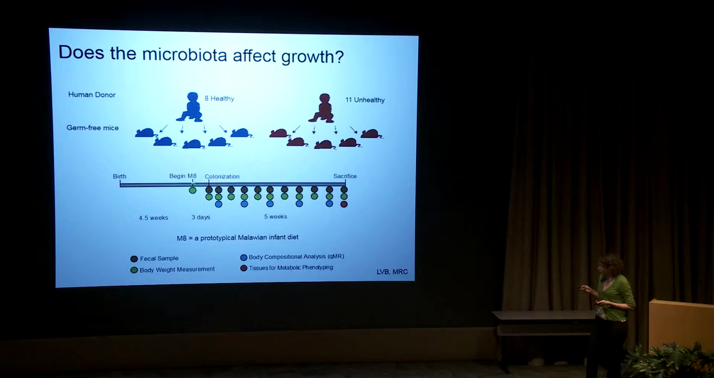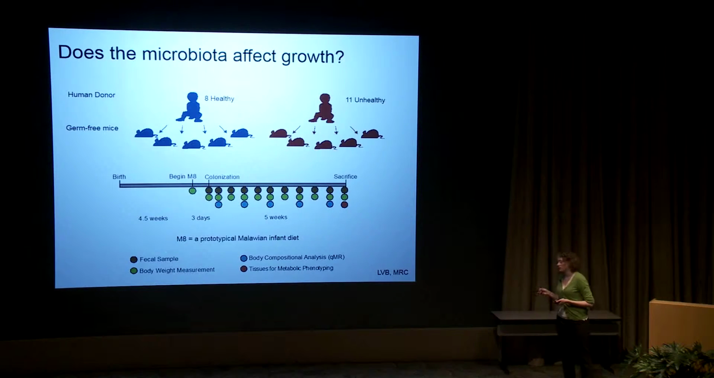In addition to watching them for about 5 weeks after colonization, the mice were fed a diet that we like to call M8, or Malawi 8, which is a prototypical Malawian infant diet representing the complementary foods that these infants would be eating.